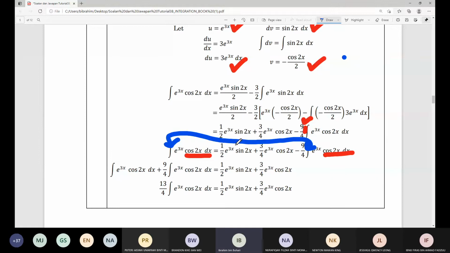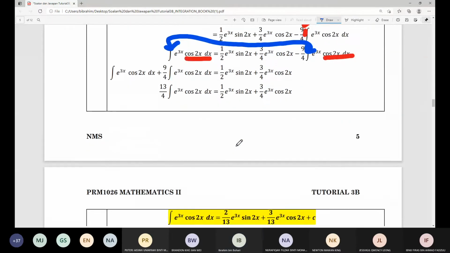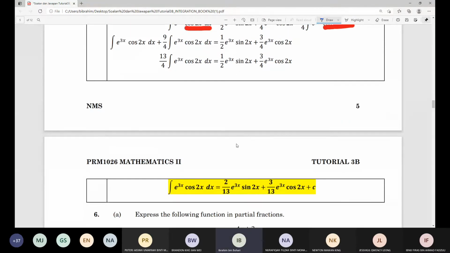Okay, and last, check answer. Here the constant equals 13/4. I missed this earlier, so you multiply by 4/13. Here equals 3/4 times 4/13, which equals 1. And 1/2 times 4/13 equals 2/13. And here equals 3/13.